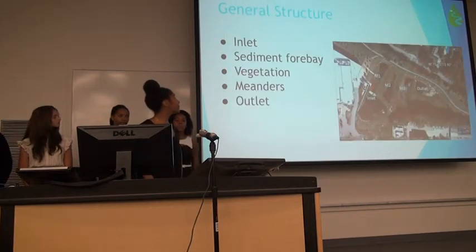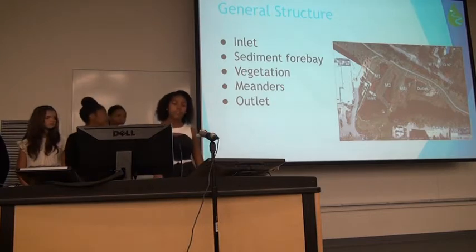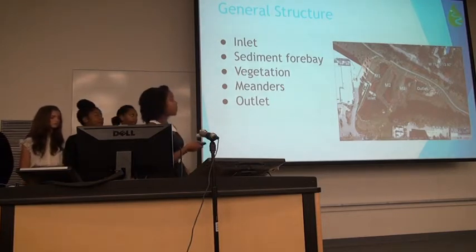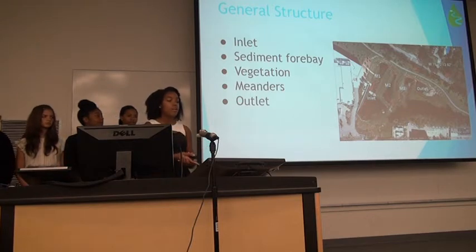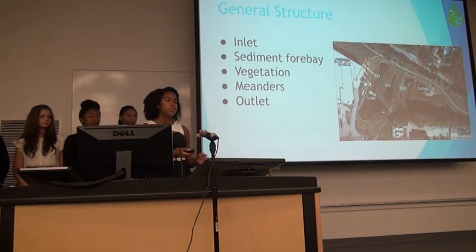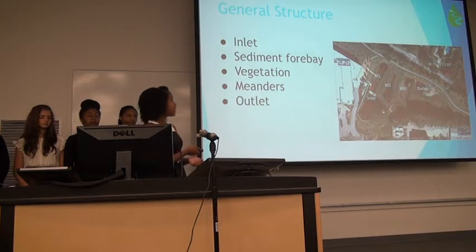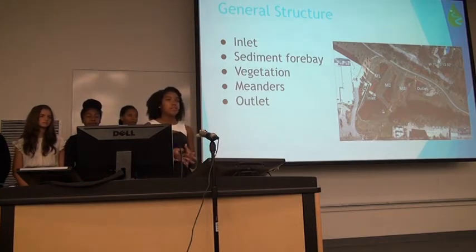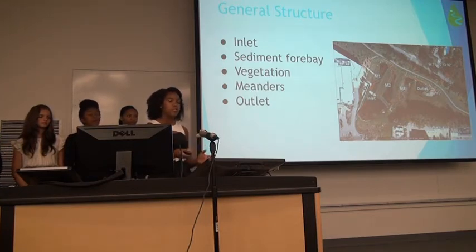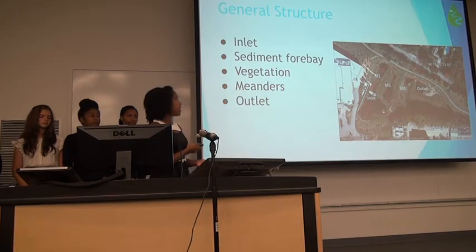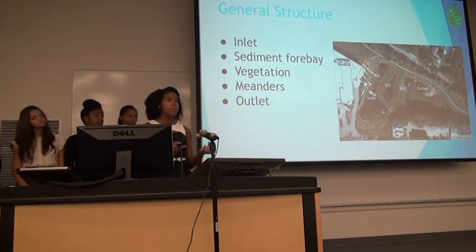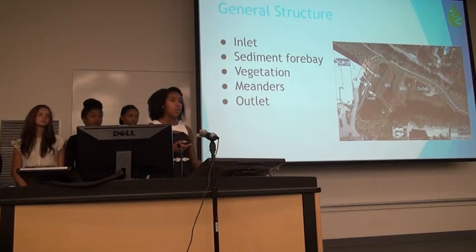So for the general structure of a wetland, right here is where the inlet is. After stormwater runoff, it flows into drains, and then from the drains, it enters into pipes, and the pipes let out right here where the two red arrows are into the inlet. The inlet's like the main area where the pollutants and all the dirty water is. To get rid of that, it then enters the sediment forebay, which is like depressed land, and it helps all the larger sediments fall out.